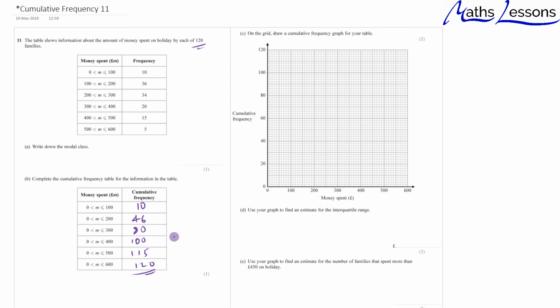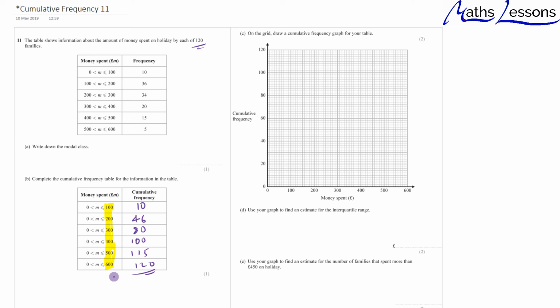Okay, and then we plot. Where do we plot? We plot at the biggest value. We plot against these values because all we know is that there were 10 in that group, so there must be 10 less than 100. We know there's 36 in that group and 10 in that group, so this 46 means there are 46 between 0 and 200. The only thing we know is that by the time we get to 200, we've seen all these 46 values. So we plot it at 200, and so on and so on.